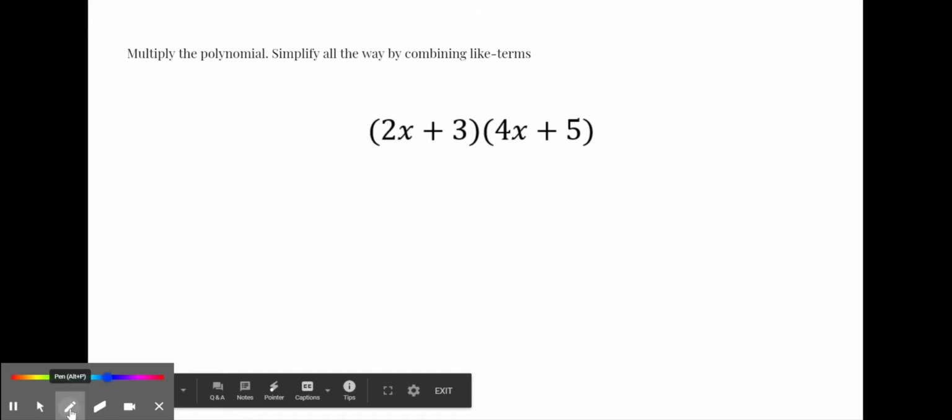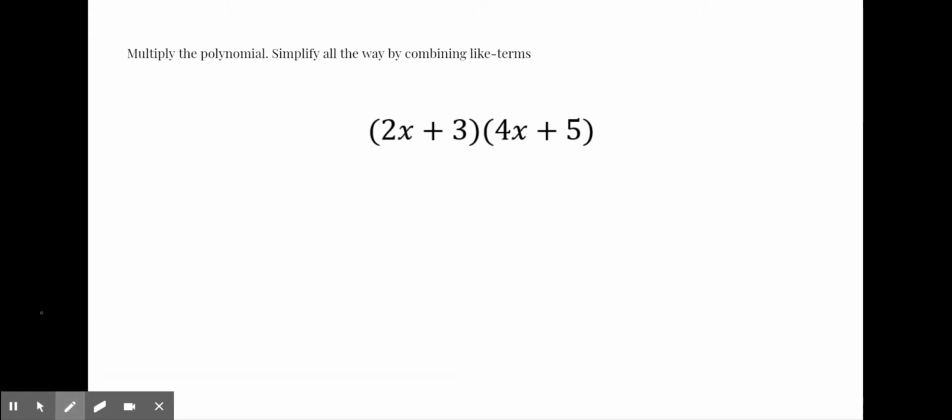So if I take this problem right here, and it says, multiply the polynomial, simplify all the way, combining like terms. Instead of remembering first, outer, inner, and last, I really just start with the first number, that 2x, the first one that I see. And I just imagine it kind of like an archer. The archer would have to shoot the first number in the other parentheses.